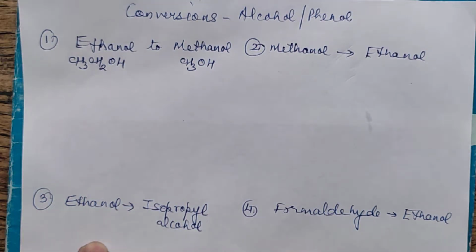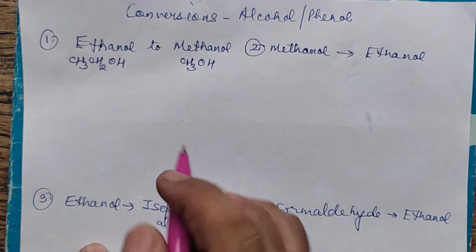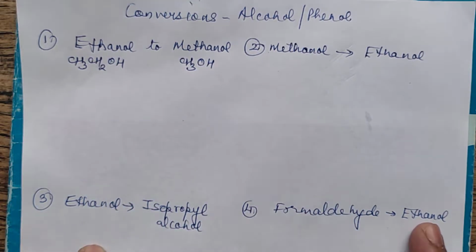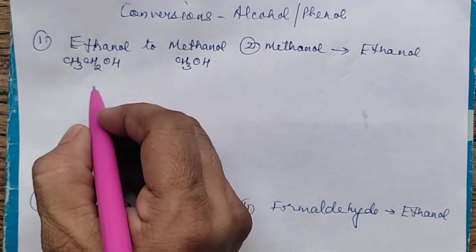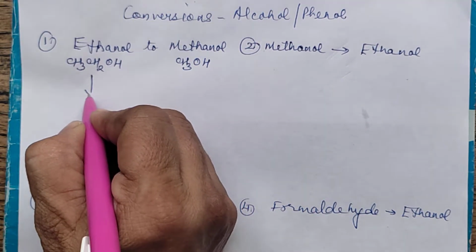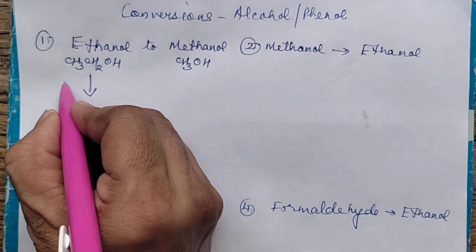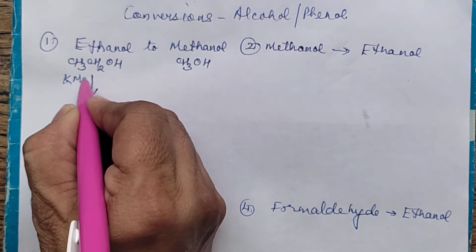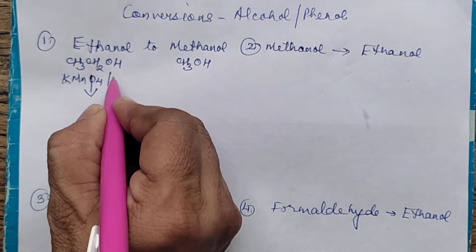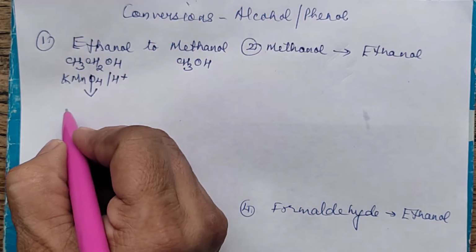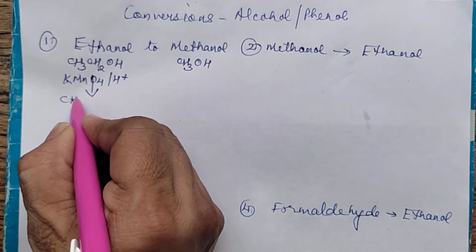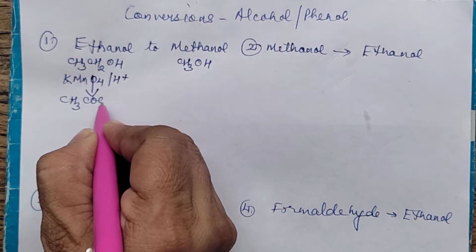You are decreasing carbon atom. So when you are decreasing the carbon atom, you have to think of such reaction also in between where you are decreasing carbon atoms, right? So first what we can do is, we can oxidize this ethyl alcohol in the presence of potassium permanganate acidified, which is a strong oxidizing agent, and it will result in the formation of acetic acid.